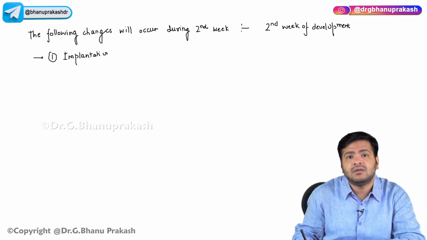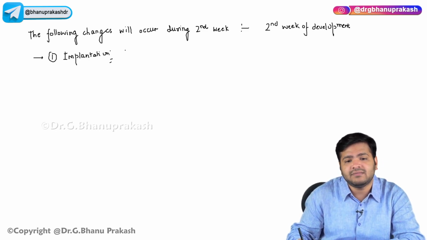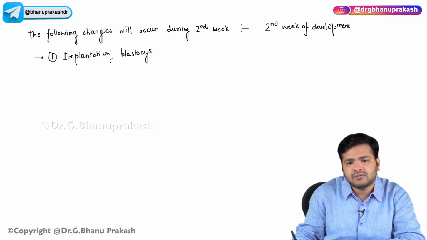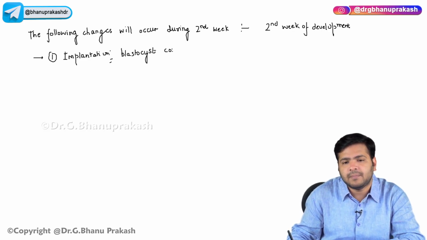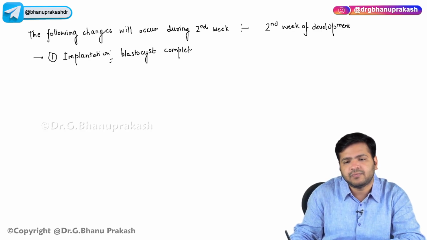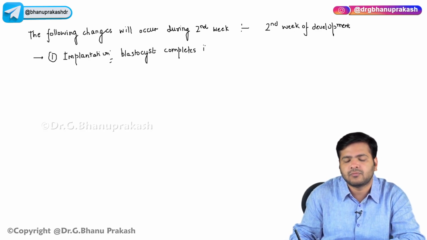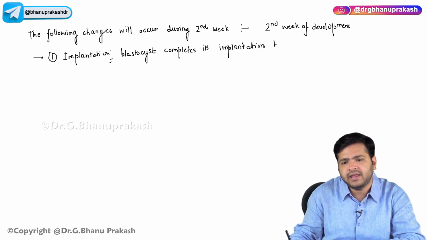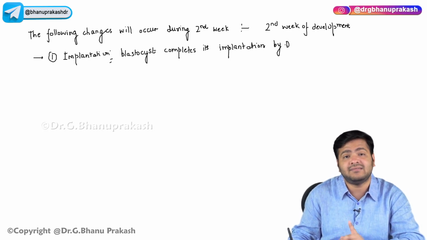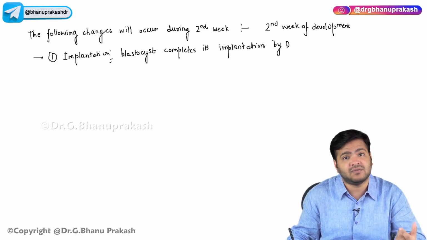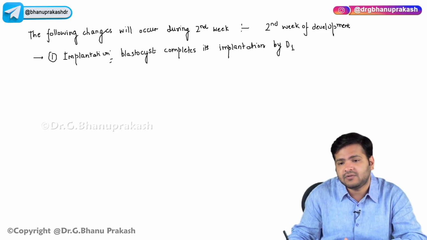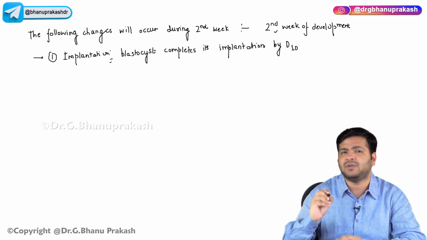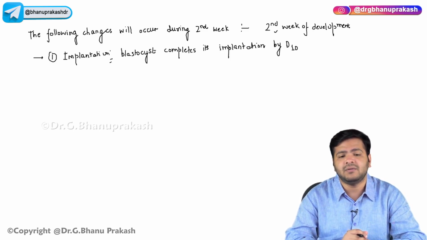Implantation means the blastocyst completes its implantation by day 10. You already know it starts at day 6. So initially in the first week it was started, and by day 10 it will get completed, and day 10 is in the second week. This is the first change that will occur, right?